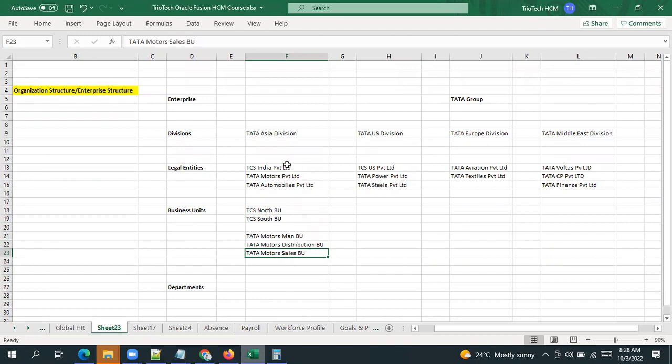Means what is that team? This is the enterprise. This is the division it comes under. And under this division, there are 3 legal entities. There are 3 companies operating team. And under each of the company, under each of the legal entity, they have different business units team. So business units, we can call them as team.